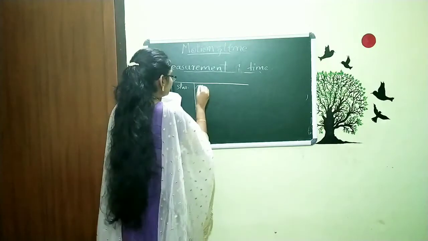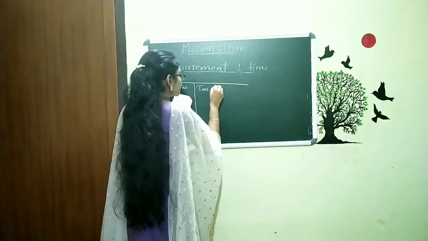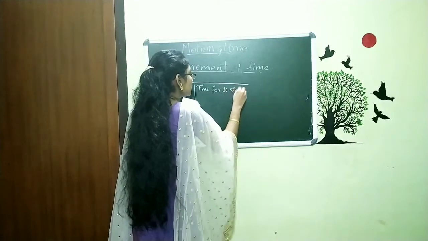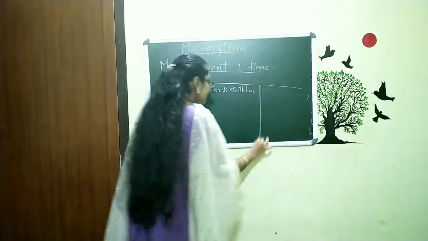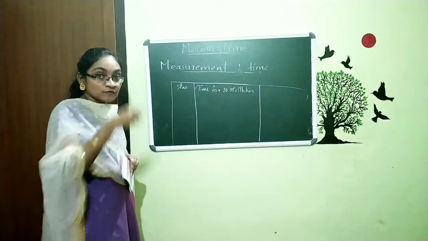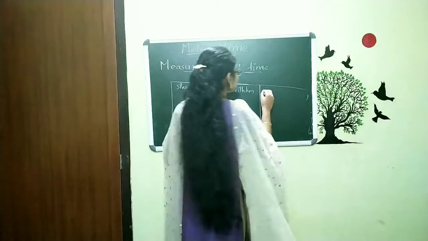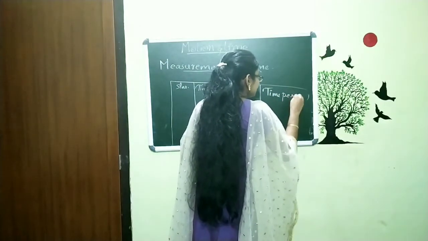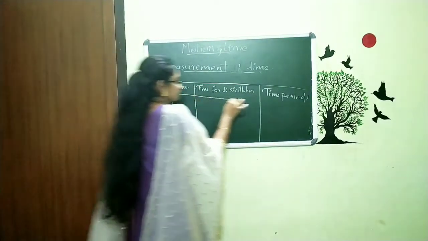Serial number, time for 10 oscillations. We are taking the time of the bob for 10 oscillations and also the time period. So this is our table.